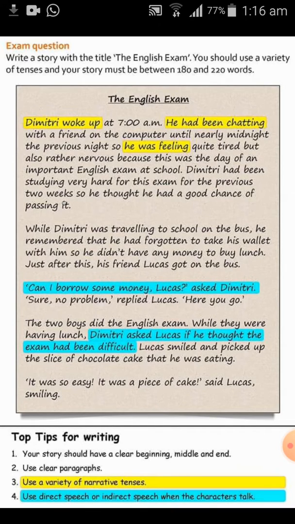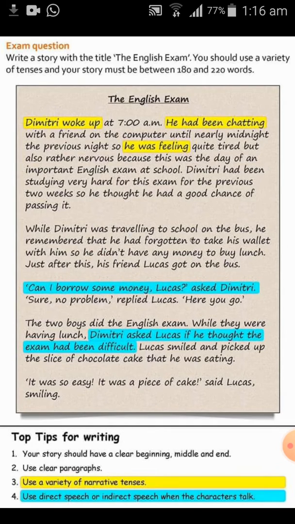Dimitri had been studying very hard for this exam for the previous 2 weeks, so he thought he had a good chance of passing it. Okay, so this is the introduction for your story. What comes next is the rising events. So what's happening now? The events following the introduction.